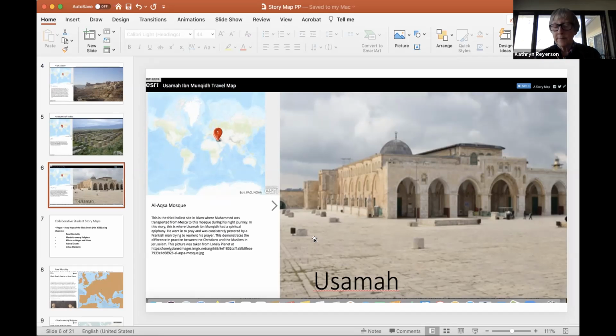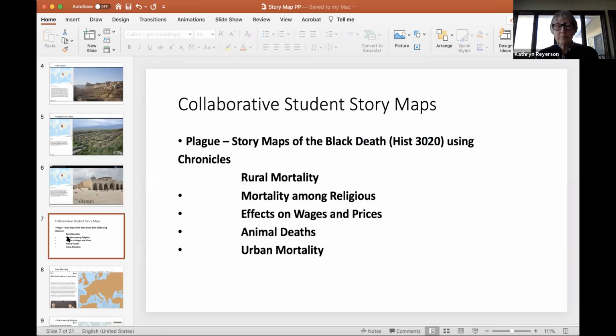Geographic knowledge was something I think they acquired. They acquired some digital skills in mapping. I think in most cases, students were not lost in these exercises, but we often had them gather in a computer lab for some of the work on their collaborative story maps, so that nobody really got left behind.